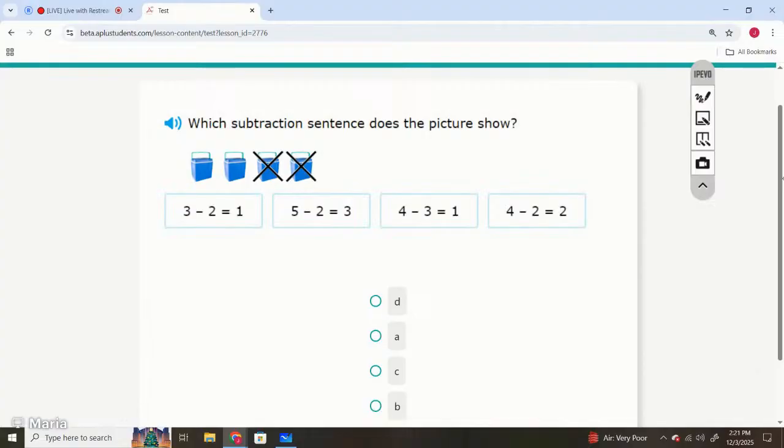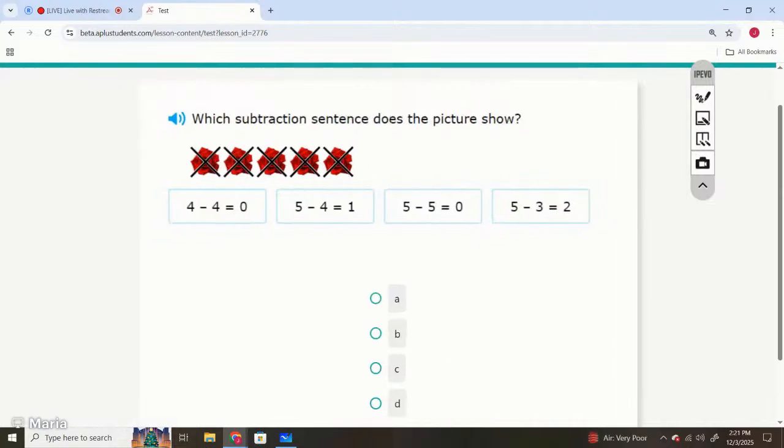Very good. That is 4 take away 2 equals 2 because two of them are crossed out and we're left with 2. So option number D is the correct option. 4 take away 2 equals 2.